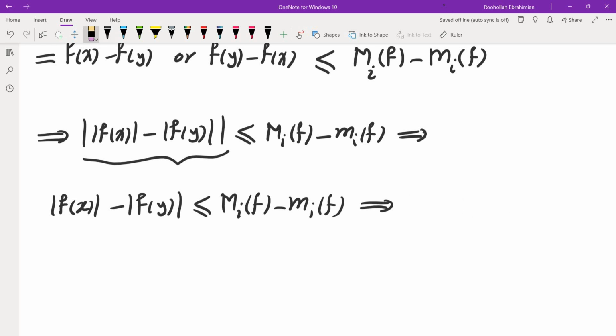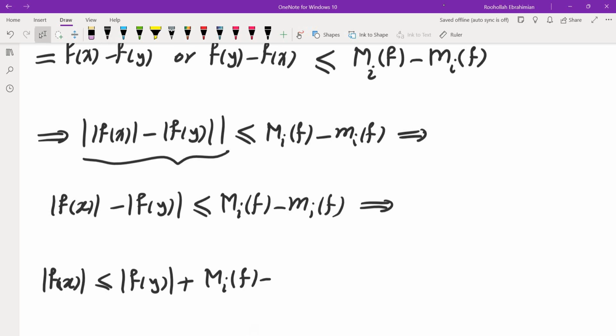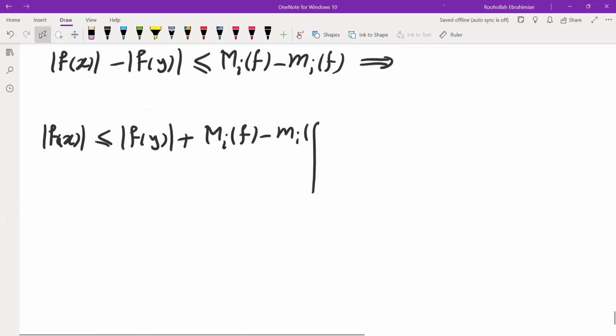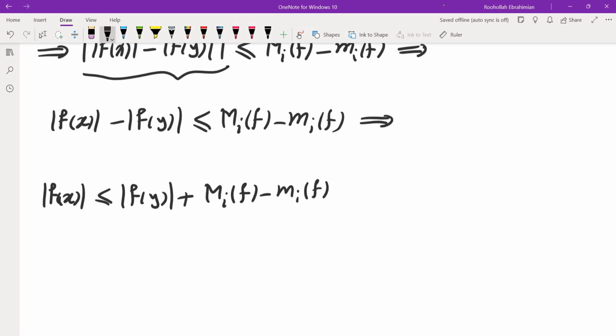the absolute value of f of x is less than or equal to the absolute value of f of y plus supremum minus infimum. But these are the supremum minus infimum for f and not for the absolute value of f. Now, this is true for all x and y inside x_{i-1}, x_i.